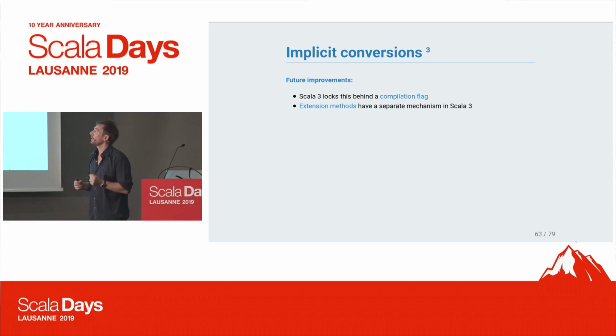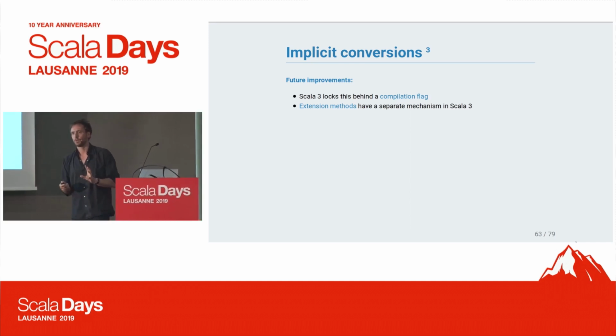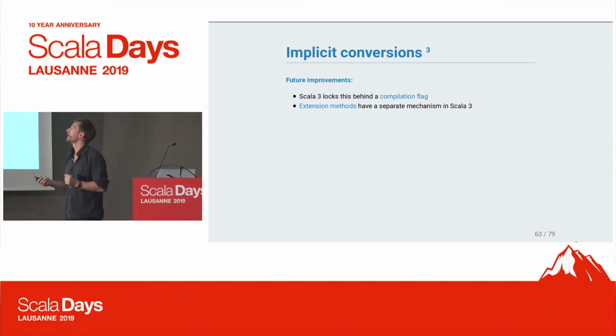They're also completely unneeded in Scala 3 because you have extension methods. So as soon as Scala 3 happens, stop using implicit conversions. The compiler is going to fight you over it anyway, because it's going to ask you to enable a compilation flag and then to be very explicit about it. In Scala 3, implicit conversions are kind of frowned upon, and this is a good thing.